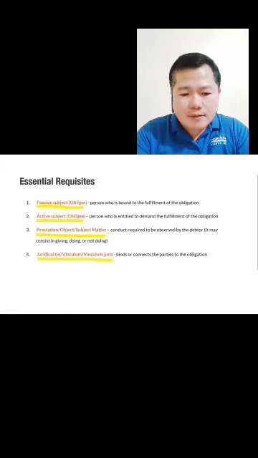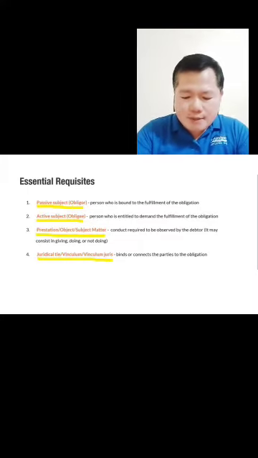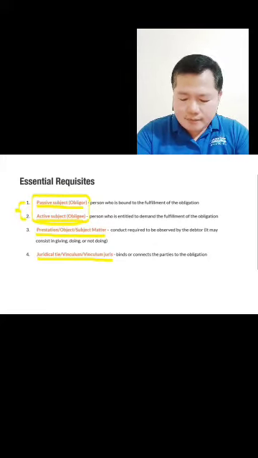Every requisite has different terms, no? So for example, number 1, passive subject. The passive subject can also be called obligor. The active subject can be called obligee. So basically these two refer to the persons or parties involved in an obligation.